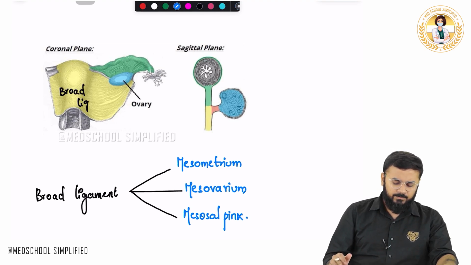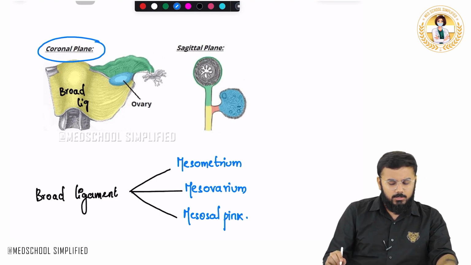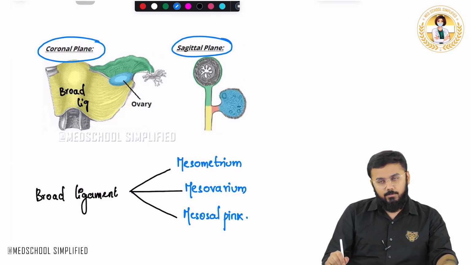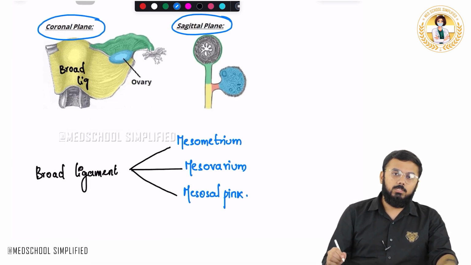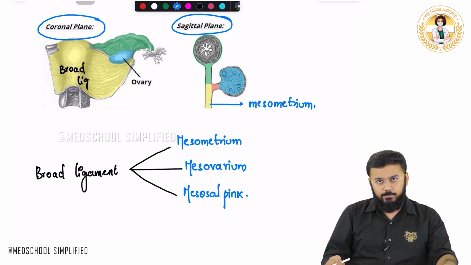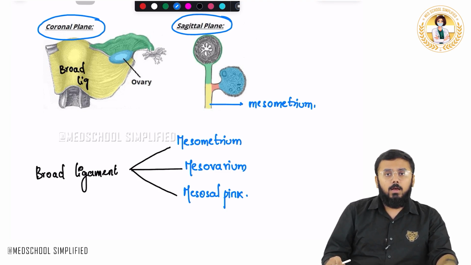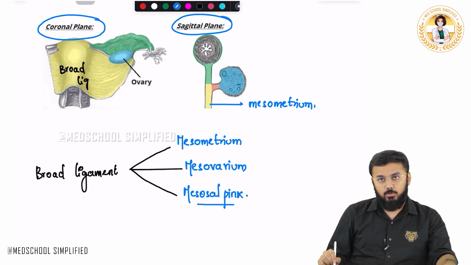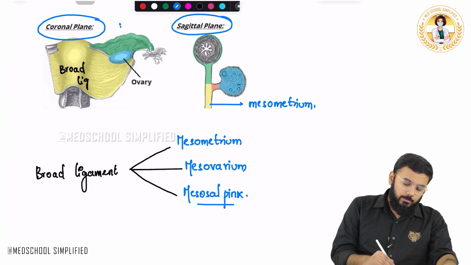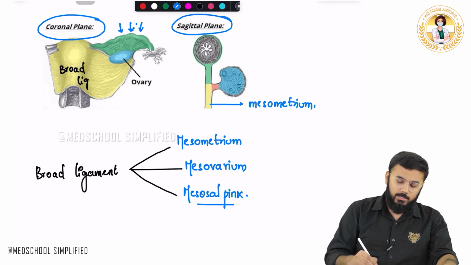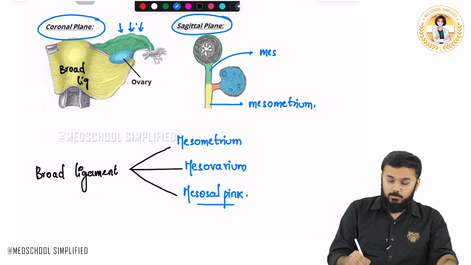If you look at this coronal plane, you cannot see all the structures. But when you take a sagittal plane, you can very clearly see that this yellow colored part here is called your mesometrium. Okay, next important thing is, what is the mesosalpinx? The mesosalpinx is the part of the broad ligament that is attached to the fallopian tube. So where is your fallopian tube? This is your fallopian tube. Attached to the fallopian tube you see a green colored ligament, this one, right? So this is called the mesosalpinx.